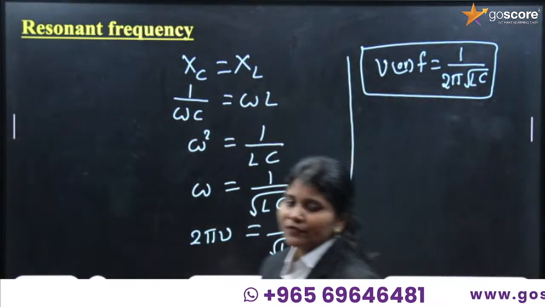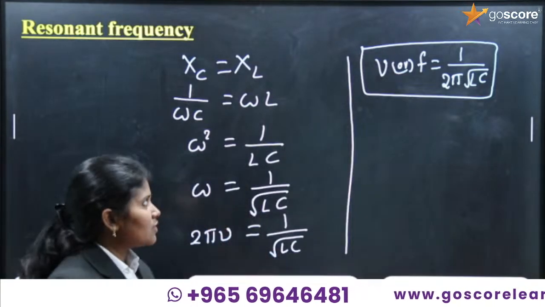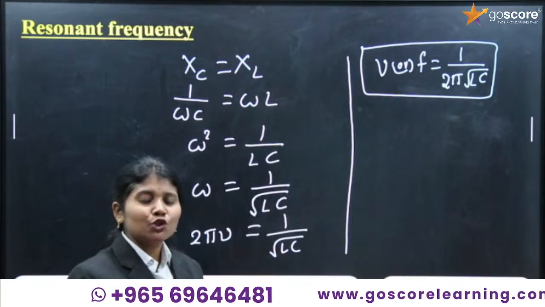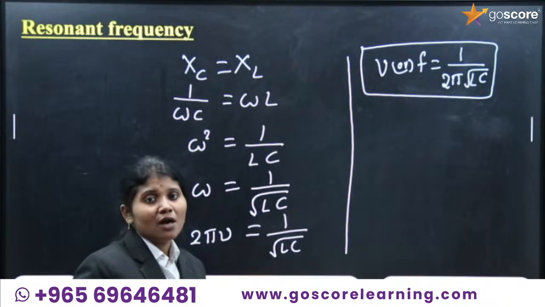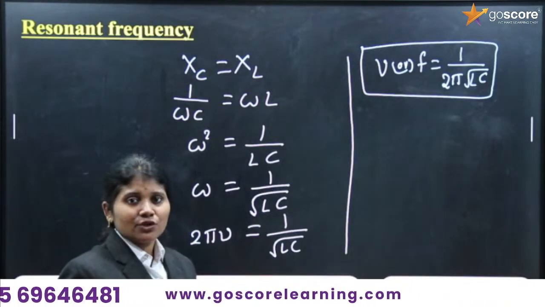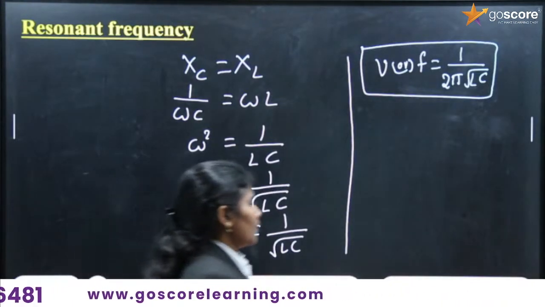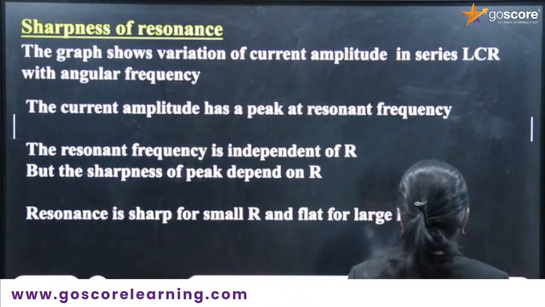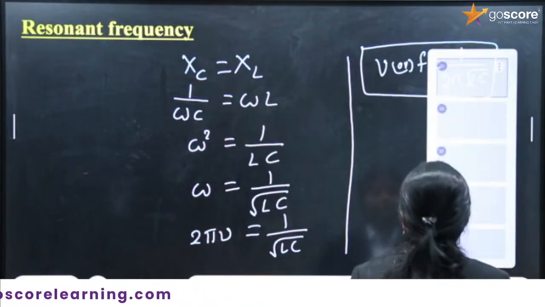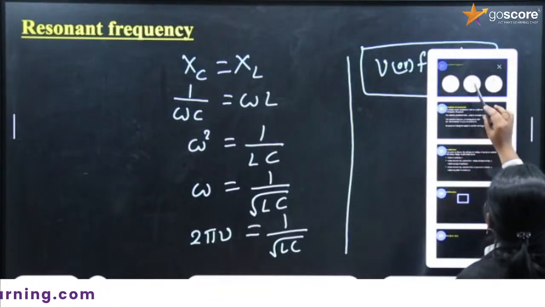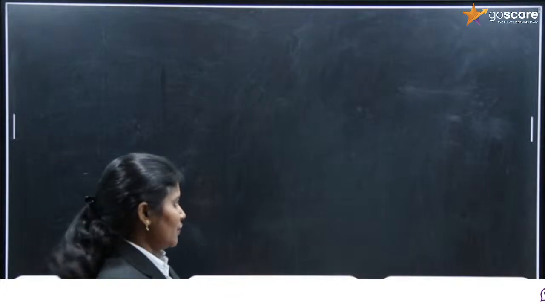What is the resonance frequency equation? F is equal to 1 by 2 pi root of LC. This is the resonance frequency. Then what is the diagram for the resonance frequency?